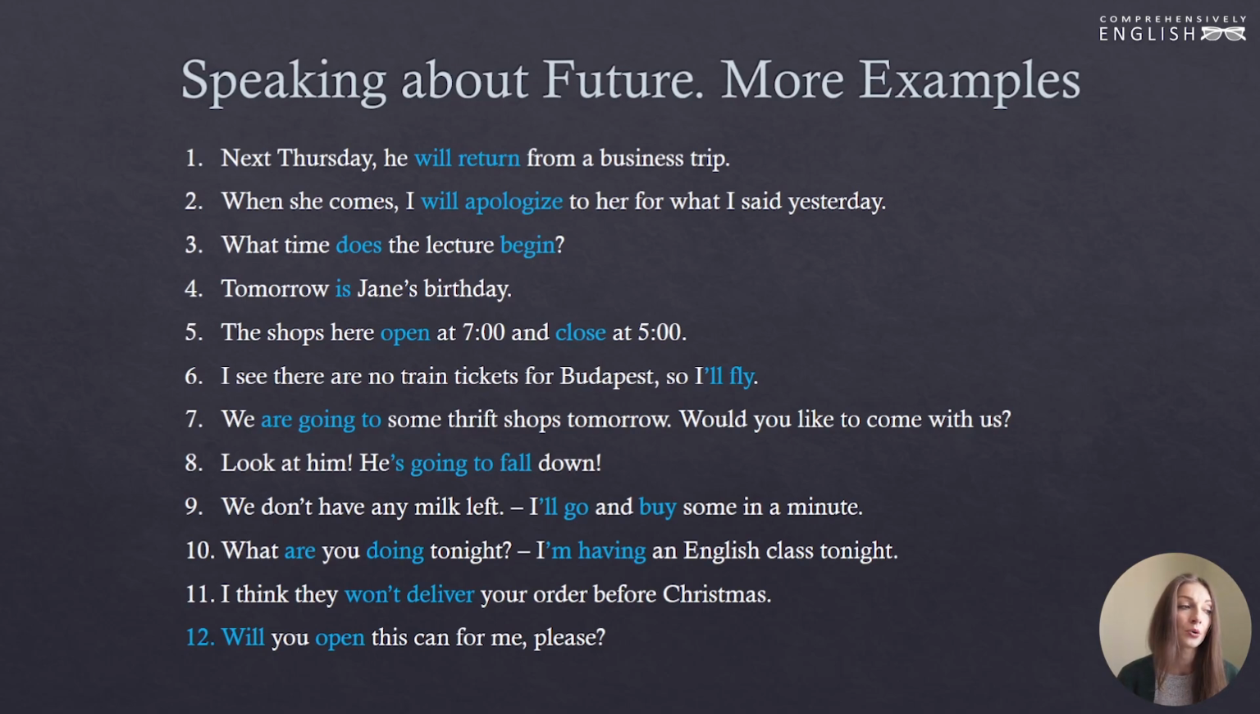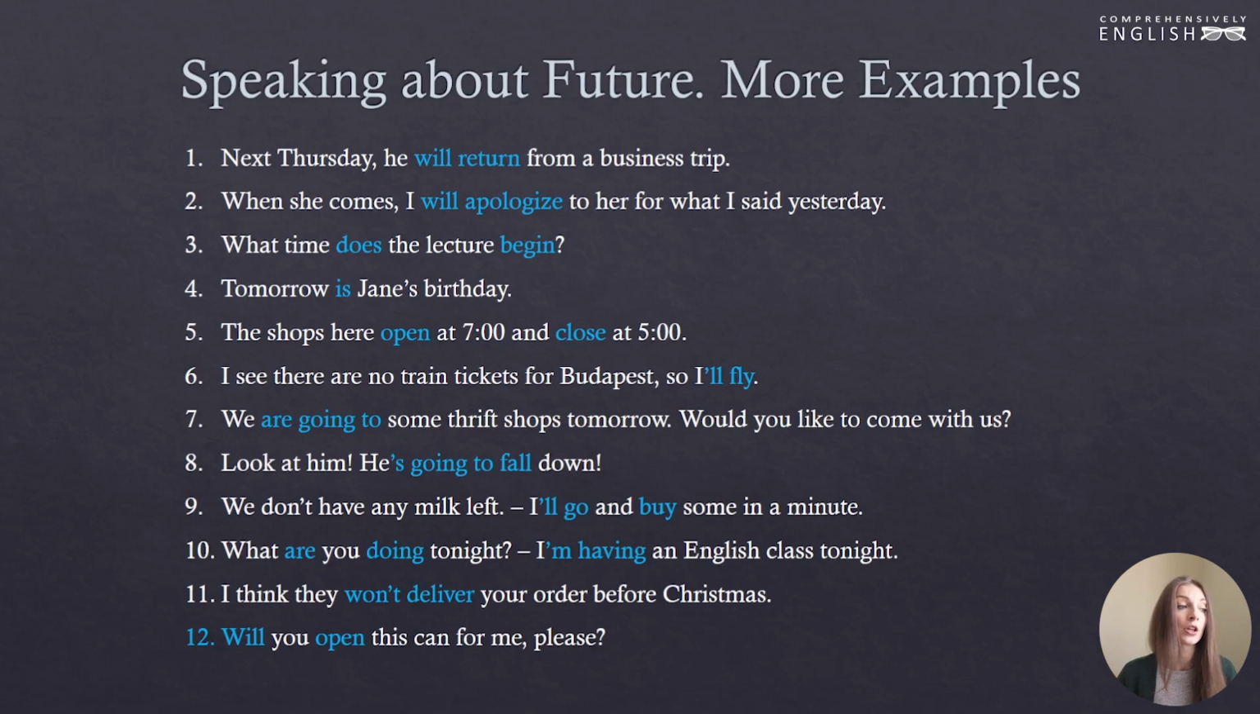I see there are no train tickets for Budapest, so I'll fly. A spontaneous decision. We are going to some thrift shops tomorrow. Would you like to come with us? We are going, the present progressive tense. We have discussed that together and we have arranged that. So this action is pre-planned.